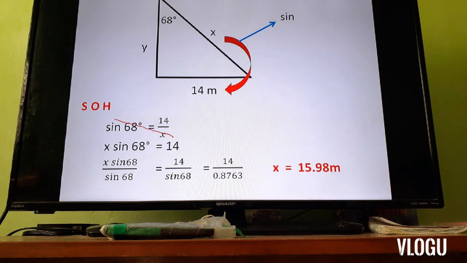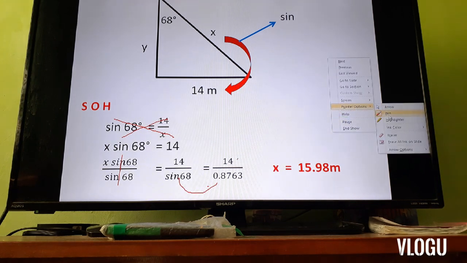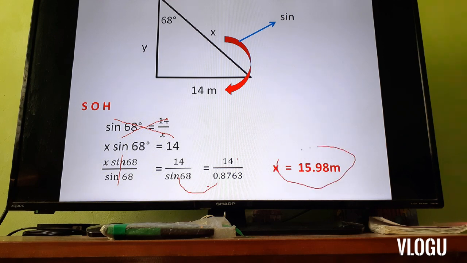Then by dividing both sides by sine 68 degrees, we can cancel this out. That is equivalent to x equals 14 over sine 68 degrees. And the value of sine 68 degrees is equals to 0.67, which gives 15.98 meters as the value of our hypotenuse.